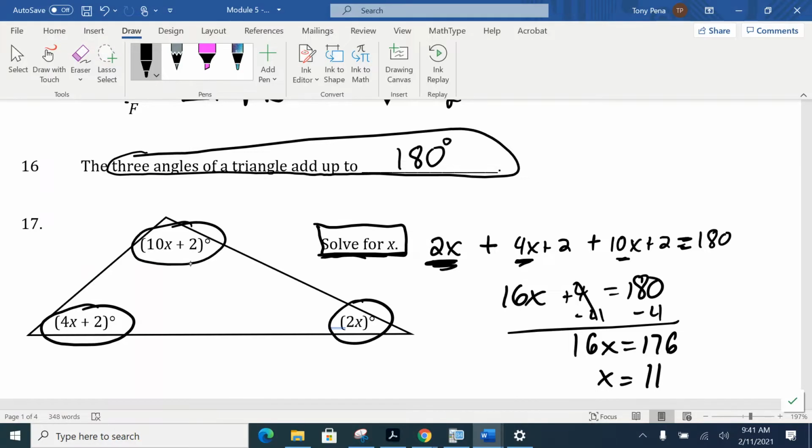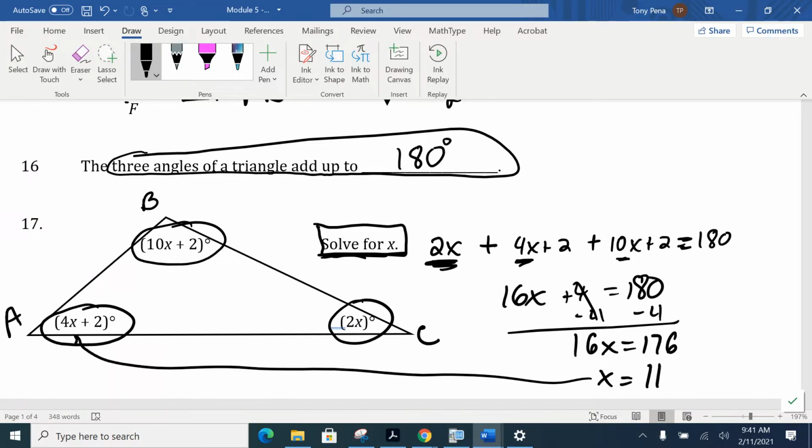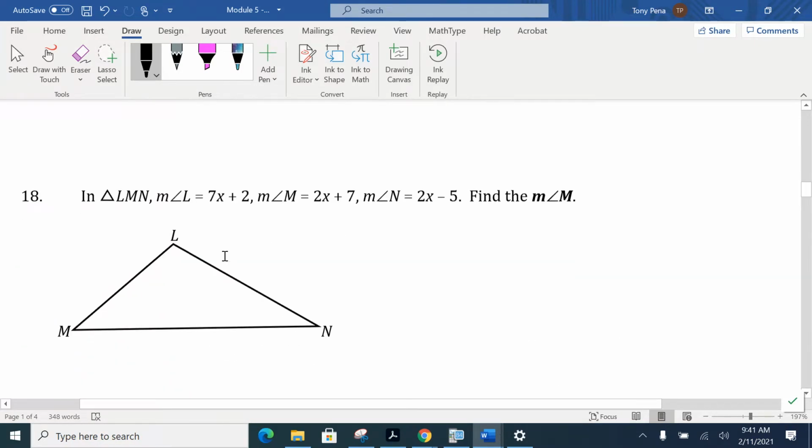If I wanted to take this kind of up a notch, I could call this angle A, this angle B, and this angle C. And then I could ask you, all right, well, what is angle A? Then you've got to take this x value, plug it in to identify what angle A is. So each problem tomorrow, make sure you're answering the question and not just always solving for x. X will not always be your answer. Okay? All right, the next page.